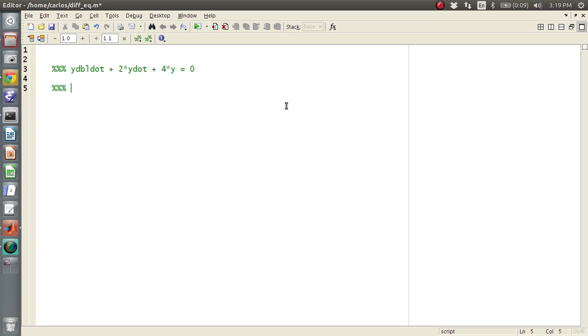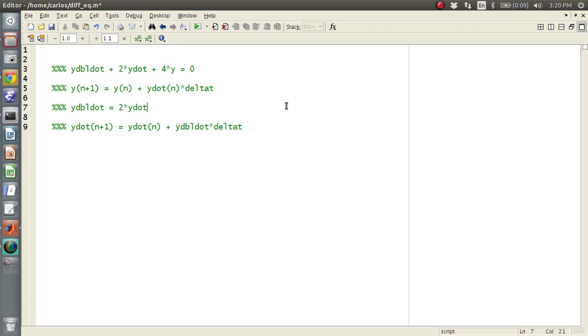Typically, what we've done in the past is we say y of n plus 1 equals y of n plus y dot of n times delta t, and then y dot of n plus 1 equals y dot of n plus y double dot times delta t, and then we said that y double dot is 2 times y dot of n plus 4 times y of n. And actually I think these are negatives.